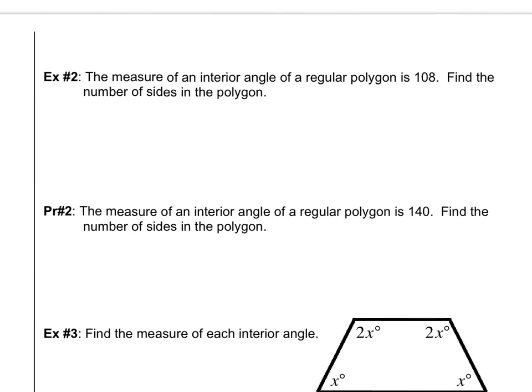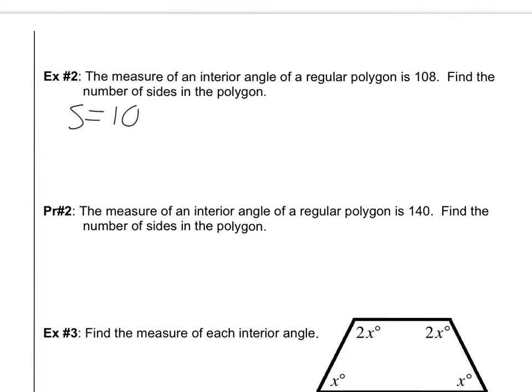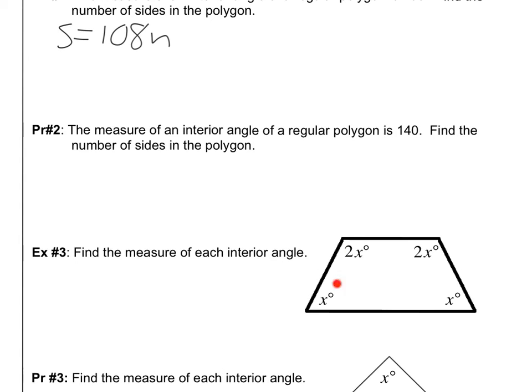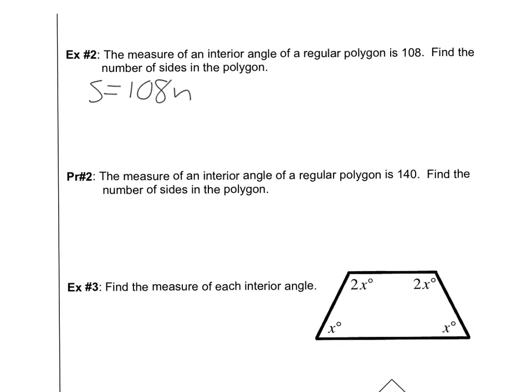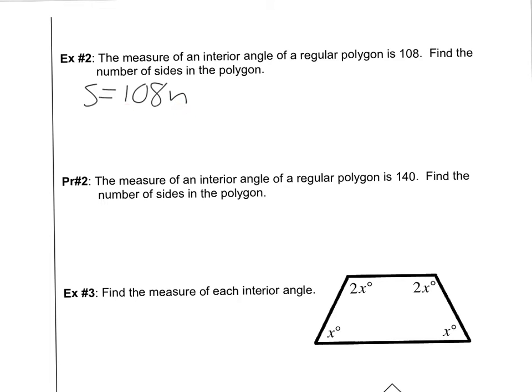Okay, slightly different question here. It says the measure of an interior angle of a regular polygon is 108. So now they're telling us what one of the angles is. It's 108. Find the number of sides in the polygon. Well, if we know that one of the angles is 108, isn't it fair to say that the sum would equal 108 times the number of sides, because the number of sides is the same as the number of angles, right? 4 sides, 4 angles. 3 sides, 3 angles. 5 sides, 5 angles. So if we knew the number of sides, we could just multiply by 108 and that would be our sum. But we don't know the number of sides.